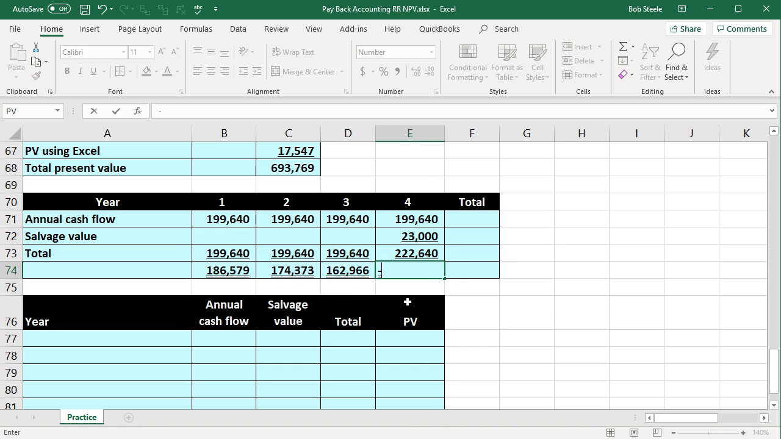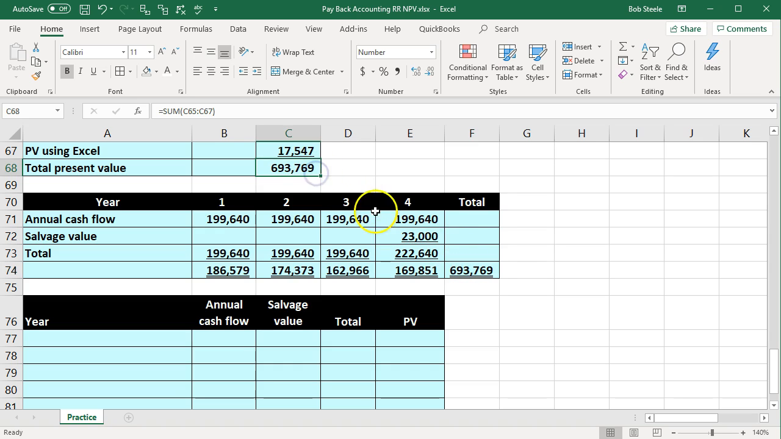One more time, negative present value formula, rate 0.07, comma, number of periods is going to be 4 now, comma, payments 0, comma, and then the future value 222,640, and enter. Now of course this one's larger because we had the salvage. And then if we were to sum those up, we're going to get our same number. So this method works even if you don't have an annuity type of payment.